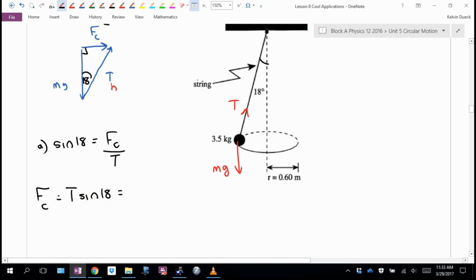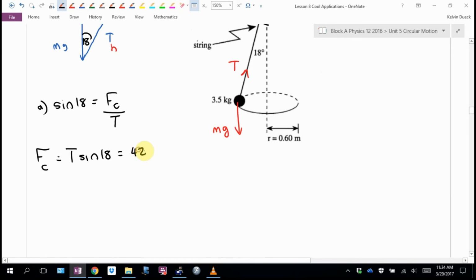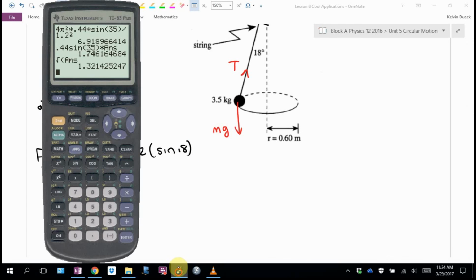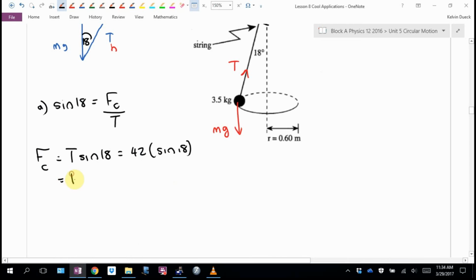What was tension? 42? Sine 18. Cool. 12.97, you know what, I guess 13.0. There's my net force.